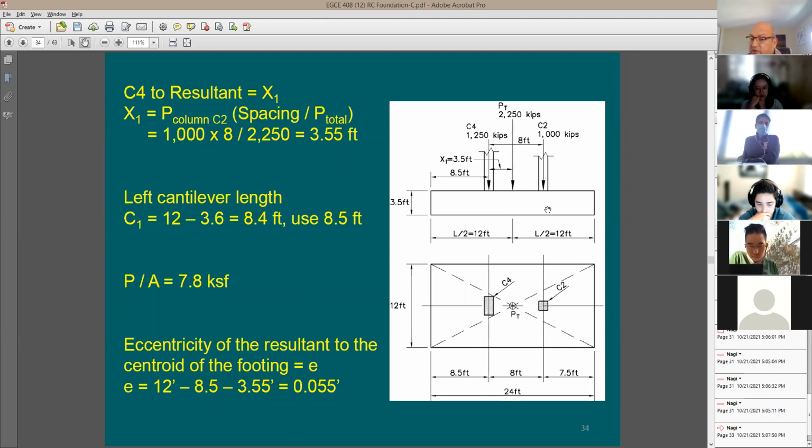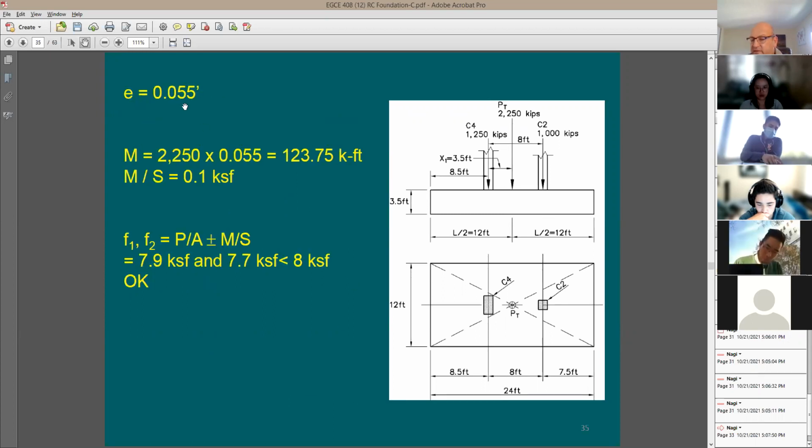So actually, this footing is exposed to a little bit of a moment. And this moment is going to be equal to 2250 multiplied by 0.05, let's say. It's going to be very small eccentricity. Here's the moment, and when you look at the value here, it is kind of large, right? 123 foot-kip. It's not small. And M over S in this case is going to be 0.1 ksf.